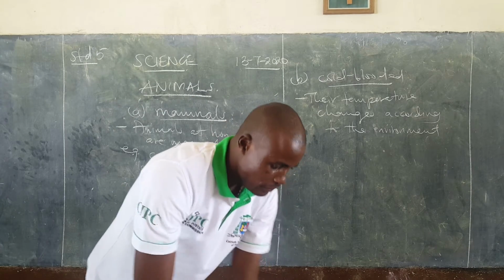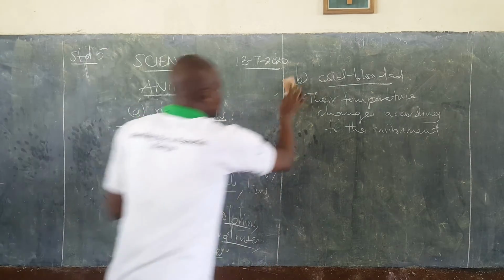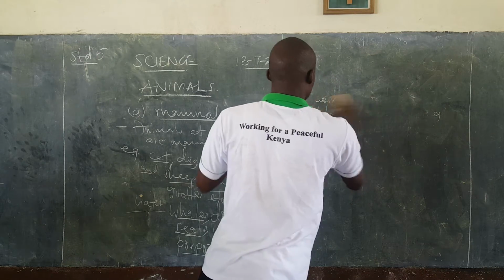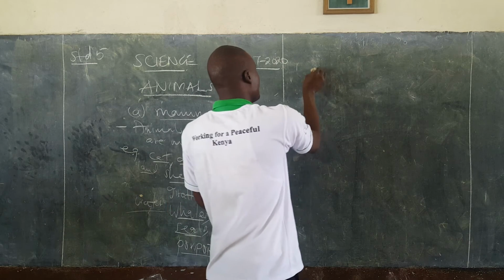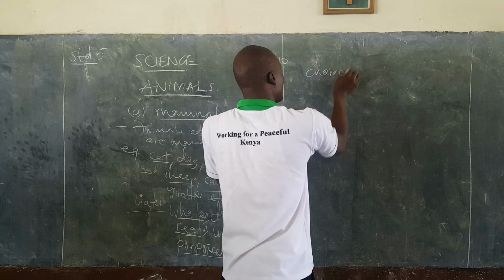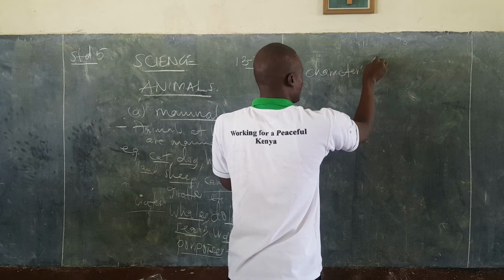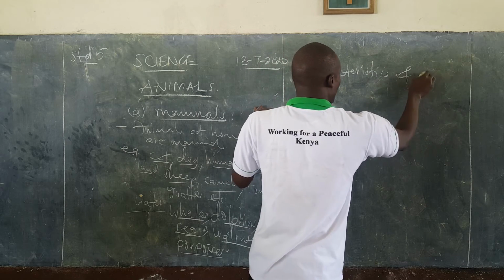Then we continue, Lana. We now go to the characters. What are the characters of those animals you have mentioned? All those animals that we have mentioned, what are their characteristics? So we're going to characteristics of mammals.